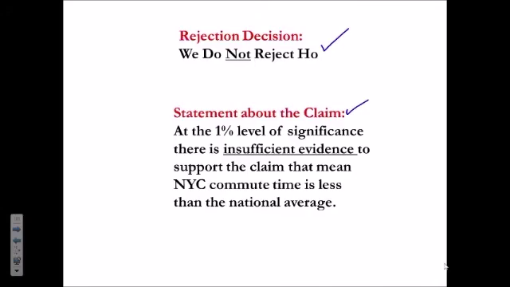Now we have to make the statement about the claim. The claim in this case was H1. If we reject H0, then we have enough evidence to support the claim. When we do not reject H0, we do not have enough evidence to support the claim. So therefore, we would say at the 1% level of significance, there is not enough evidence, insufficient evidence, to support the claim that the mean commute time is less than the national average.